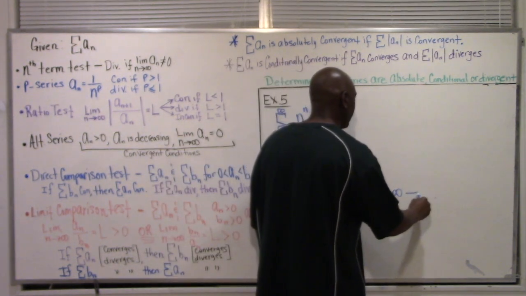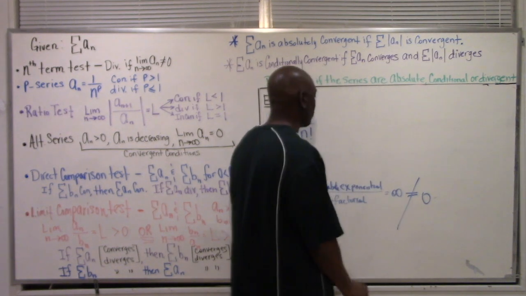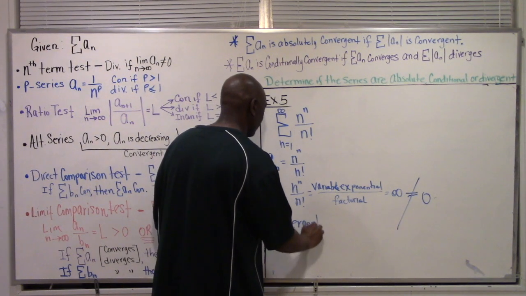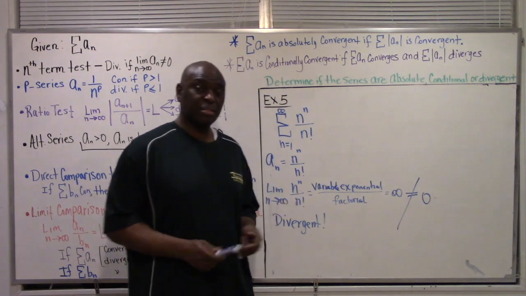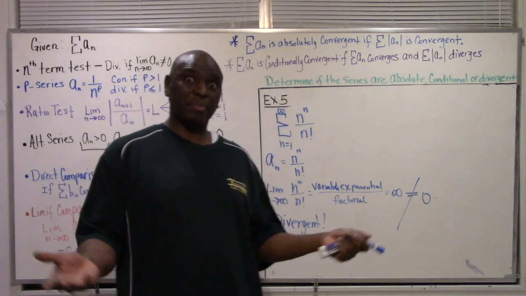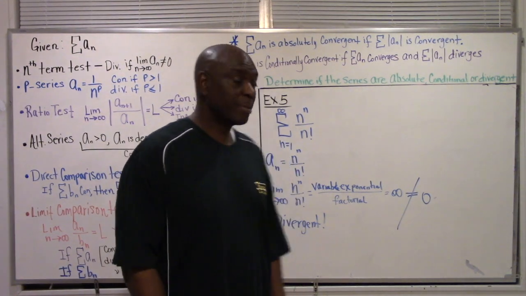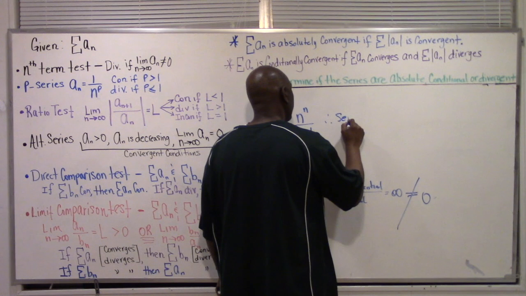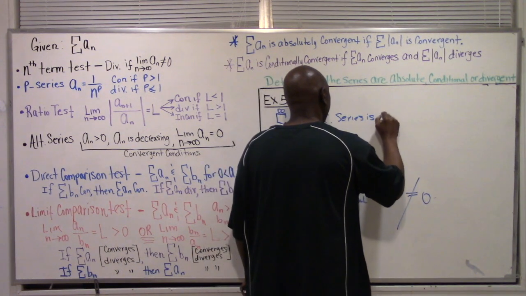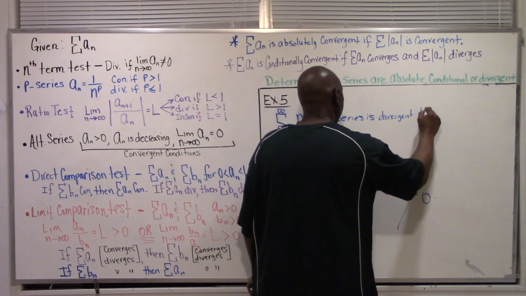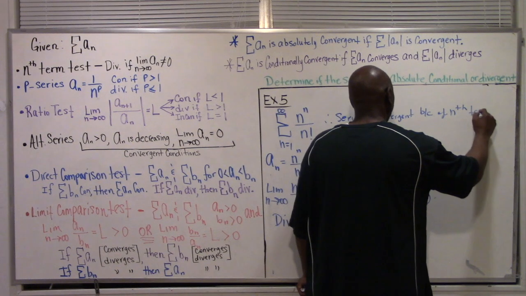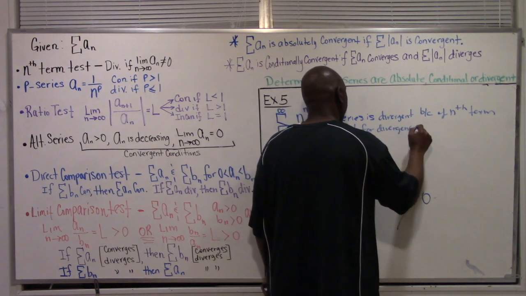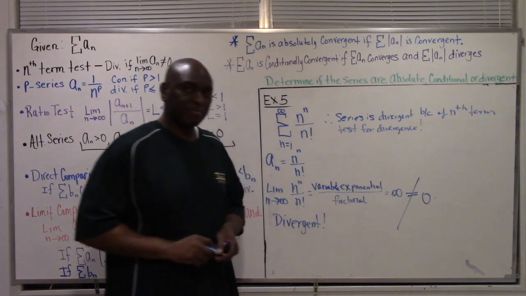All right? Infinity does not equal 0. So this fella is divergent. There you go. It's divergent. Because of the nth term test for divergence. Therefore, the series is divergent because of the nth term test for divergence.